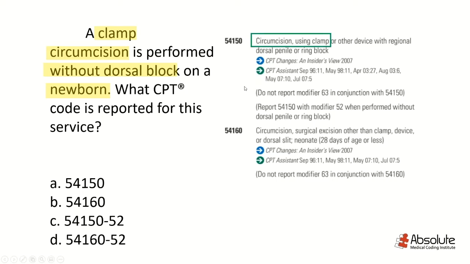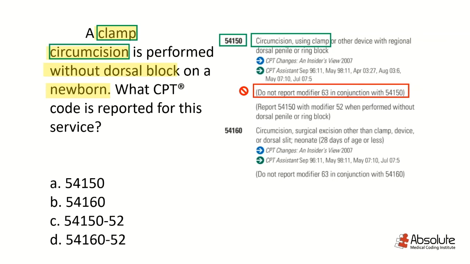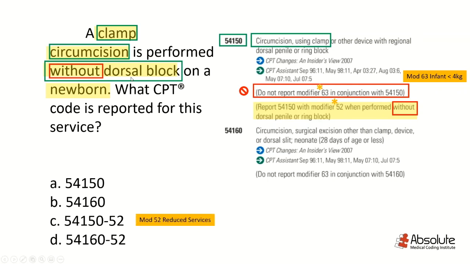So here we go. We've got this circumcision using a clamp. So we're good on that part. We know they've got a clamp for this circumcision. We're going to hold that one. We're not going to report this modifier 63 in conjunction with 54150. This is for an infant that's less than 4 kilograms. And then we're going to report this with a modifier 52 when performed without the dorsal penile block. So this is without the dorsal penile block. So it's reduced services.